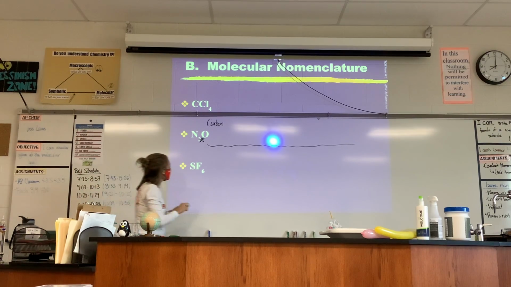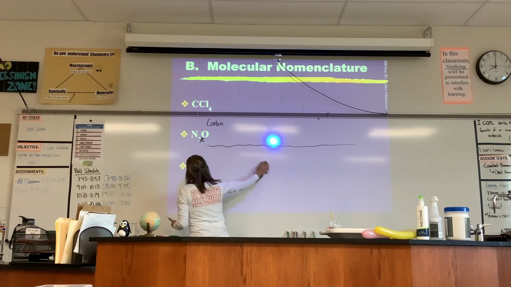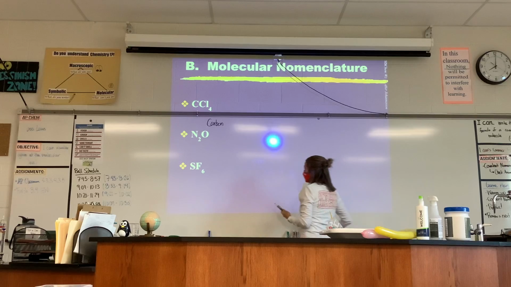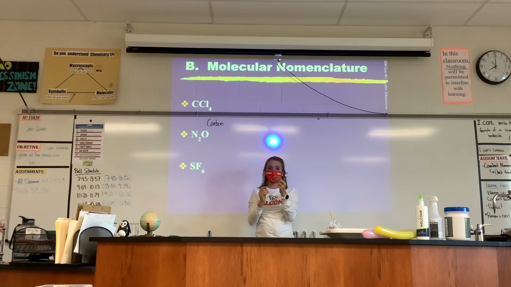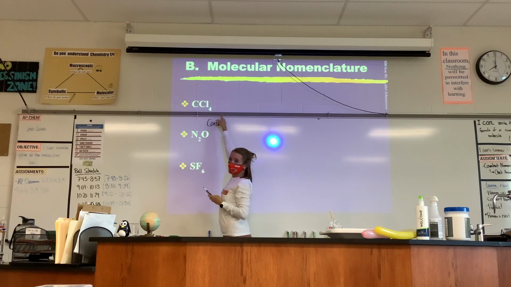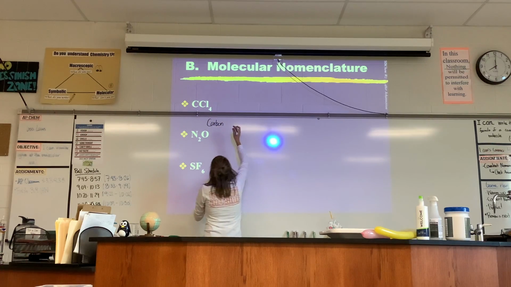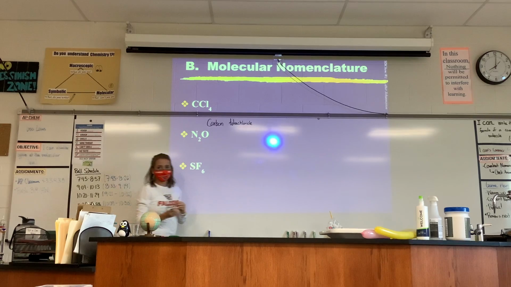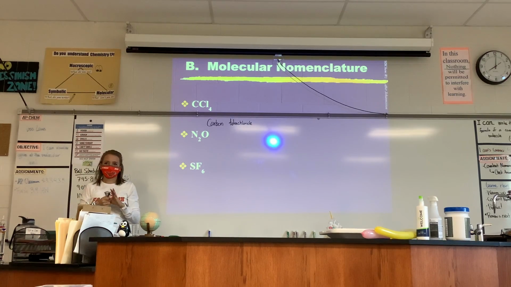Okay? All right, second element is Cl, which is chlorine. Now this is where we're going to add the prefix and change the ending. So what's the prefix for 4? Tetra. So we're going to do carbon and then tetra, chlor, and then change the ending to ide. Carbon tetrachloride is its name.